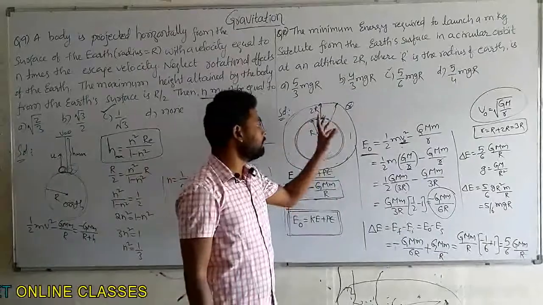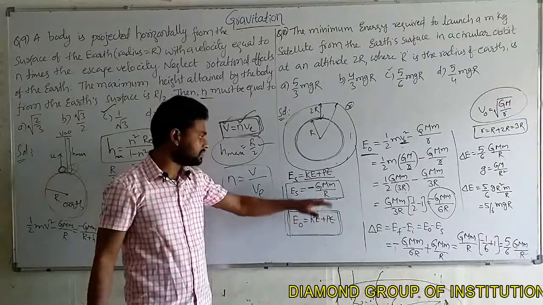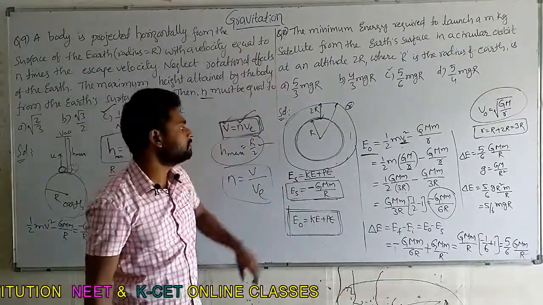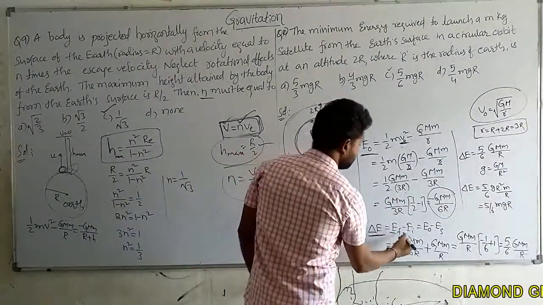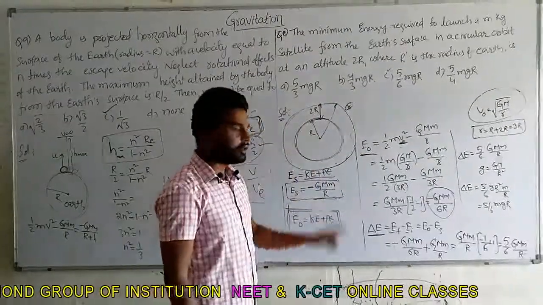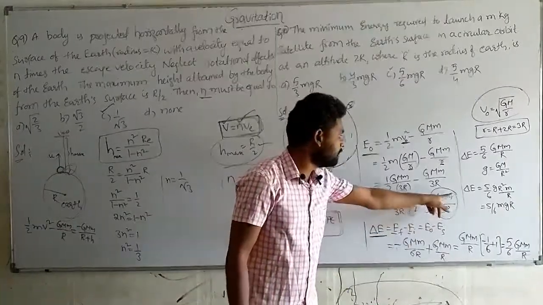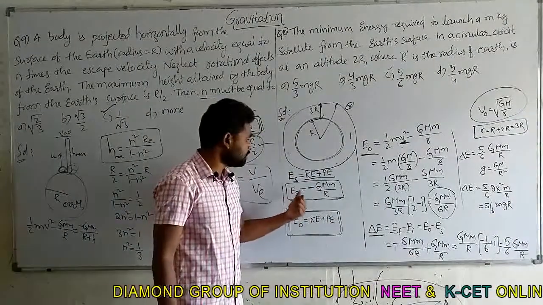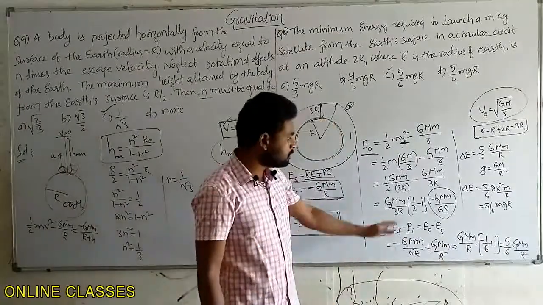Whenever it is in the orbit it has this much energy, and whenever it is on the surface it has minus GMm by R. The minimum energy required to launch the satellite means the difference in these two energies. So change in energy equals final energy minus initial energy. Final is the orbital energy, initial is the energy on the surface. So orbital energy minus surface. Orbital we got minus GMm by 6R, minus the surface energy, minus GMm by R. Minus into minus gives plus GMm by R.